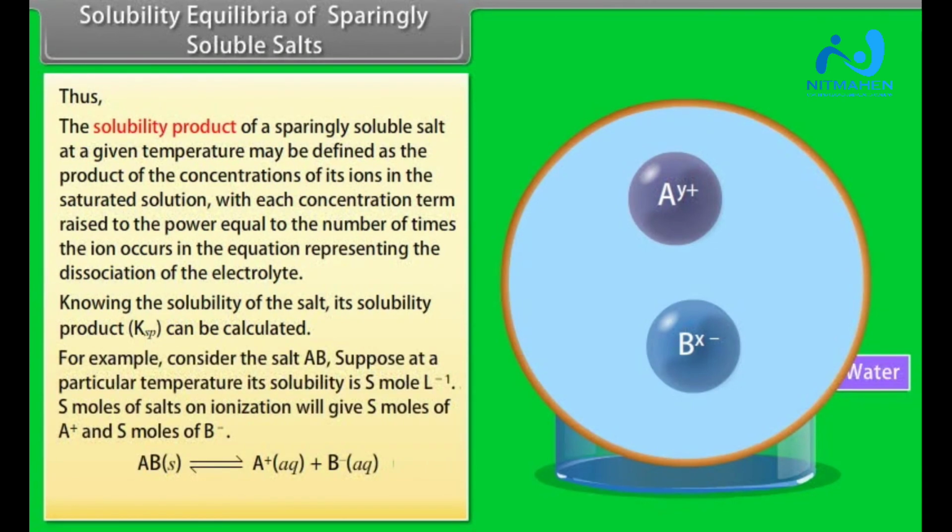For example, consider the salt AB. Suppose at a particular temperature, its solubility is S mol L^-1. S moles of salt on ionization will give S moles of A+ and S moles of B-. Ksp is equal to the concentration of A+ into the concentration of B-, which is S into S, equal to S squared.